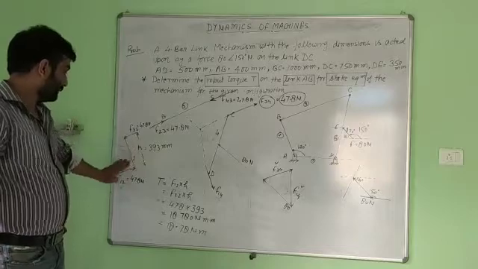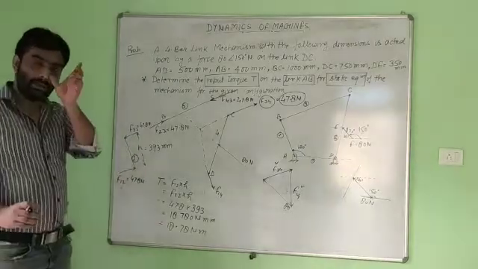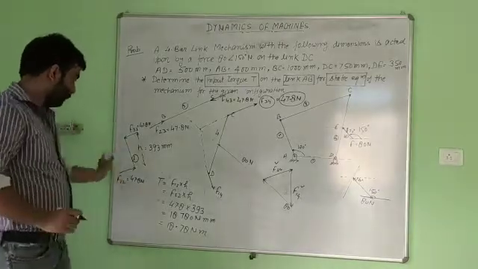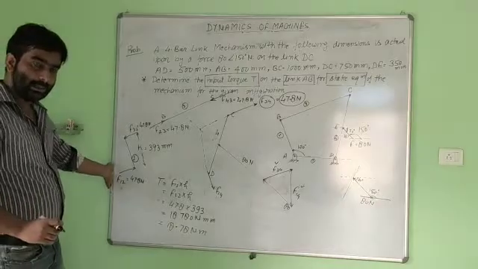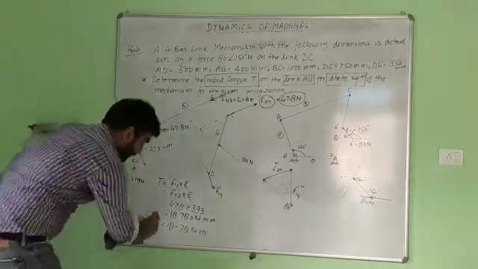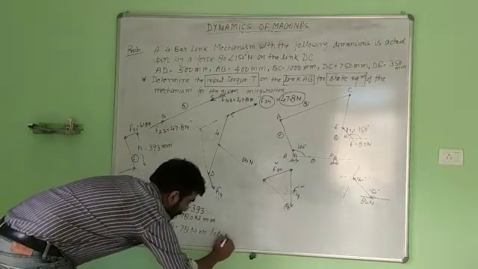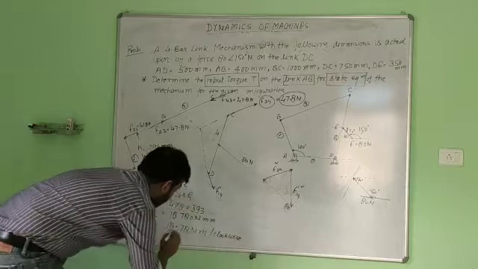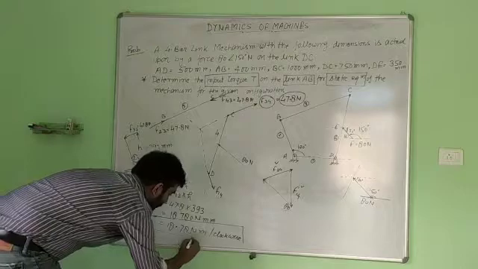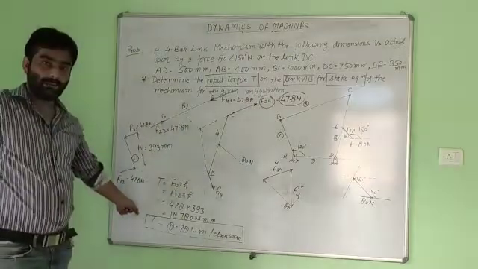Then member 1 will be in equilibrium. The moment produced by these two forces is anti-clockwise, so we have to apply a clockwise torque of 18.78 Newton meter for the equilibrium of the mechanism.